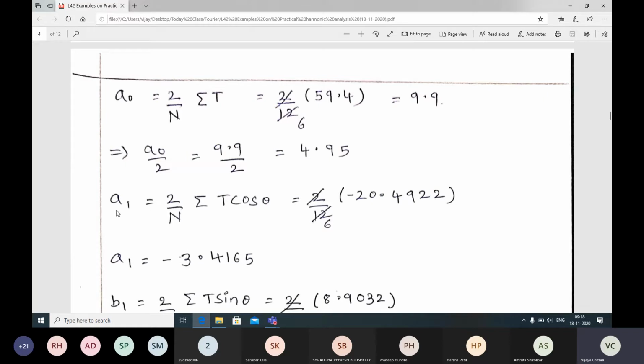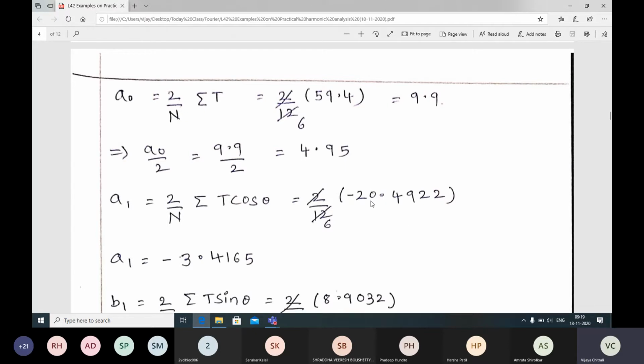Now calculate A1. A1 is 2 by capital N times the summation of t cos theta. Capital N is 12, so 2 by 12, and the summation of t cos theta is minus 20.4992. So minus 20.4992 divided by 6 is minus 3.4165. So A1 is minus 3.4165.